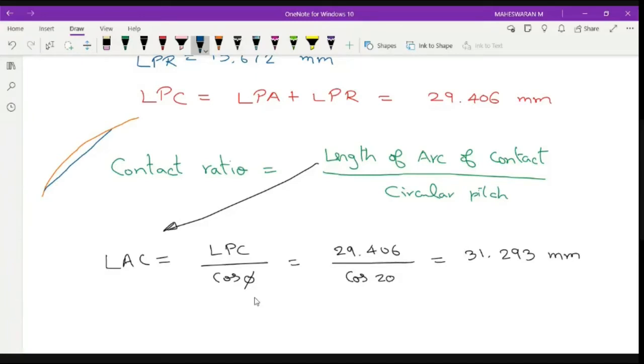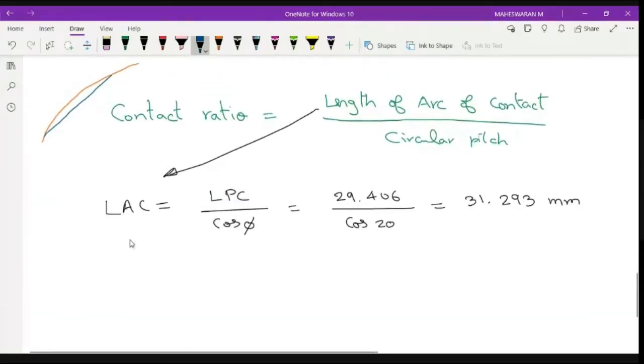Okay, that is the problem. Now I got my contact ratio CR. Contact ratio CR is 31.29 divided by the circular pitch. What is the formula for circular pitch? Pi D by T, which is equal to M by pi.